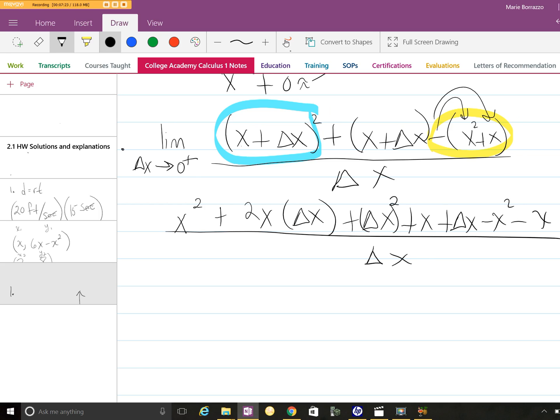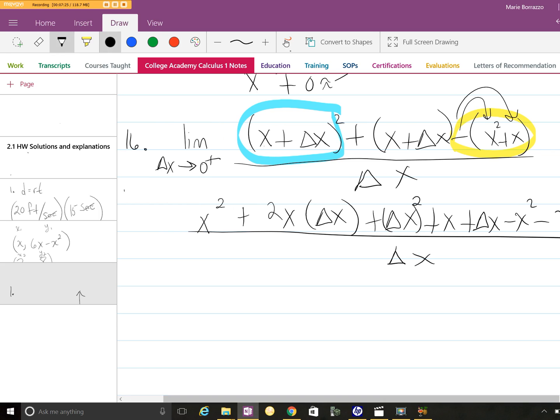Same thing applies as far as the limit. So you can rewrite it if you want to. So the limit as a change in x approaches 0 from the right. Now at this juncture, we want to try to eliminate as much as possible. So if there's anything that'll cancel, we want to go ahead and cancel it.